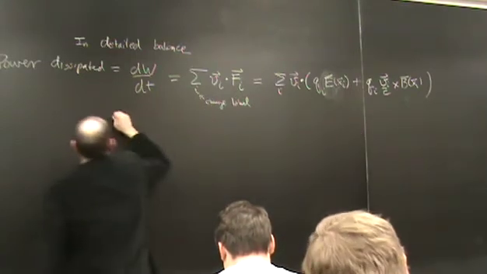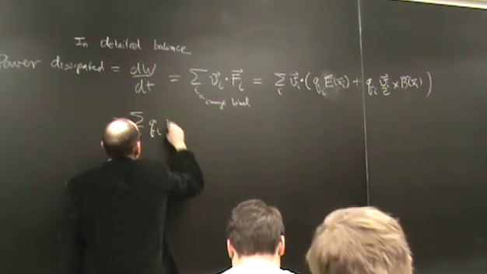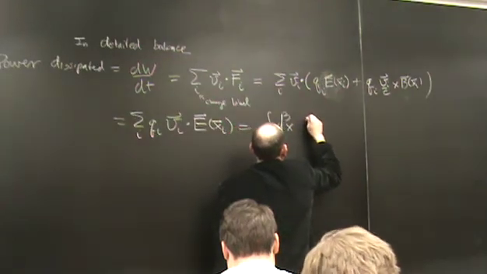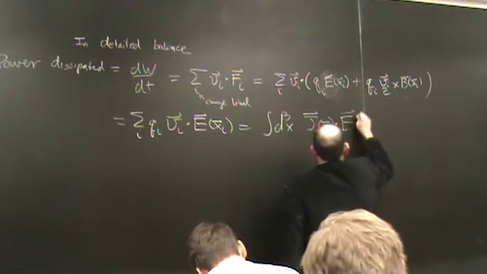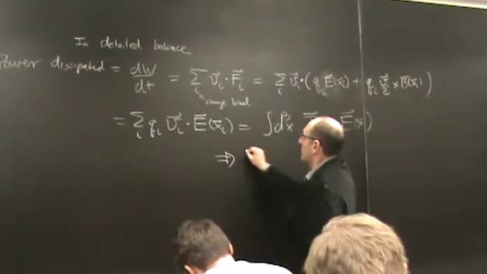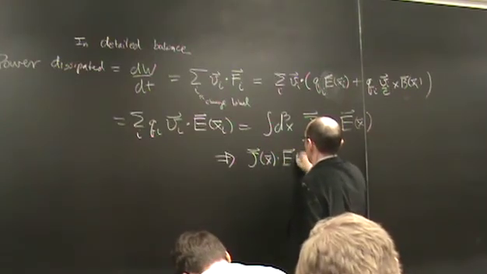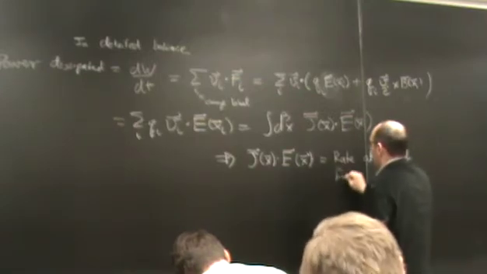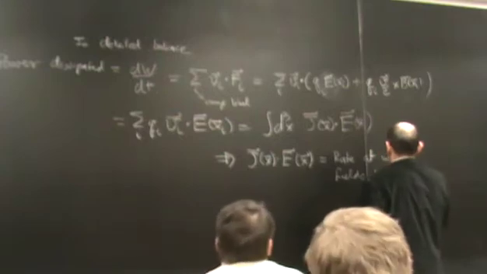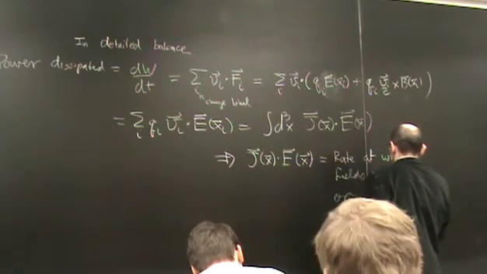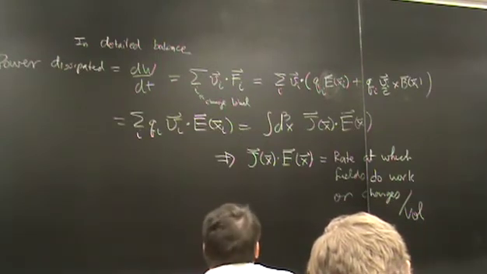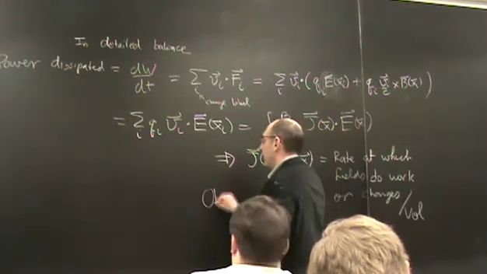So this then is equal to the sum over i of q_i v_i dotted into E at the position of the charge, or if I write it in terms of an integral, J dot E. And this quantity, J dot E, is equal to the rate at which fields do work on charges per unit volume. And all of that work here is going into heat. And so this is sometimes called ohmic heating.